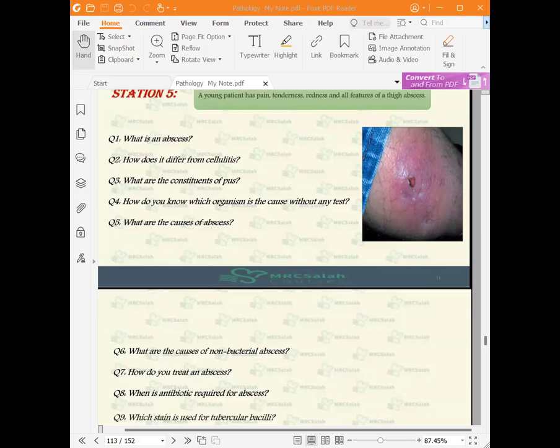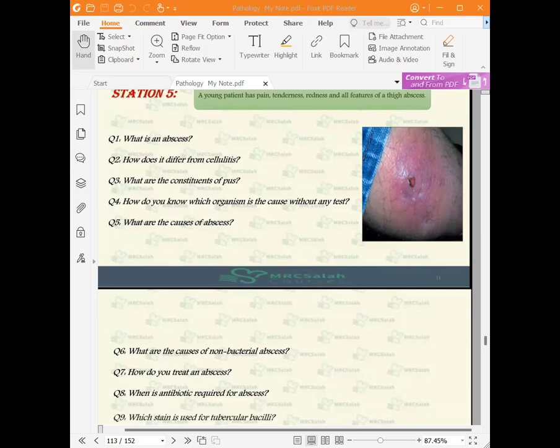In case of abscess, central zone of necrosis. In case of cellulitis, extensive necrosis. In case of abscess, pus rapid formation, thick and yellow. In case of cellulitis, pus slowly formed, contains RBC.